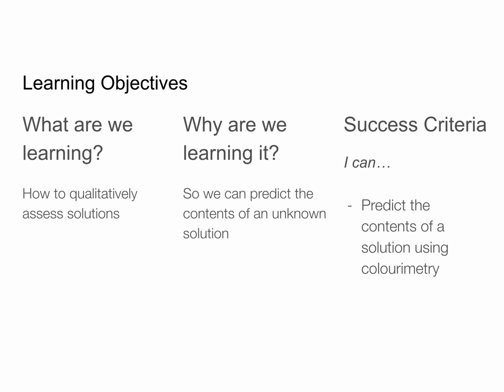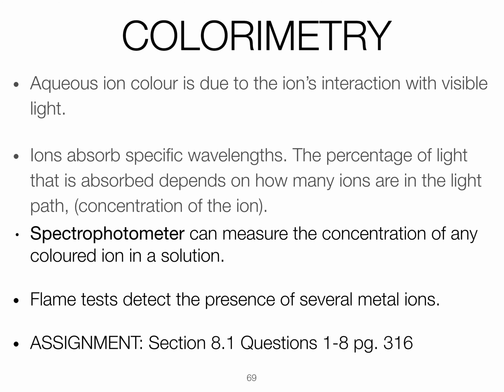Today, we are talking about how to qualitatively assess solutions so that we can predict the contents of an unknown solution, and our success criteria is being able to do that using colorimetry. So what colorimetry is, it's a method of assessing a solution based off of its color. Now, it's not just about the solution's color, though.